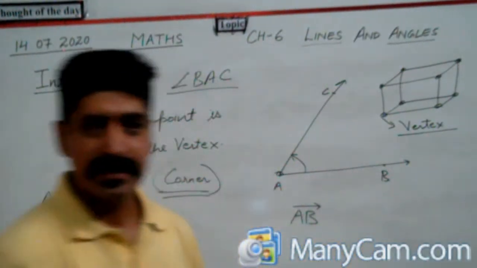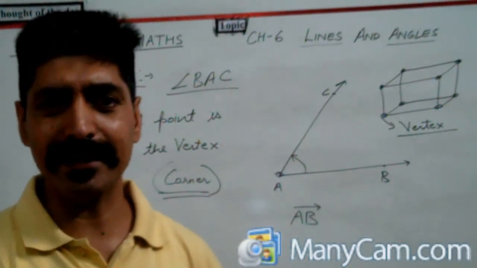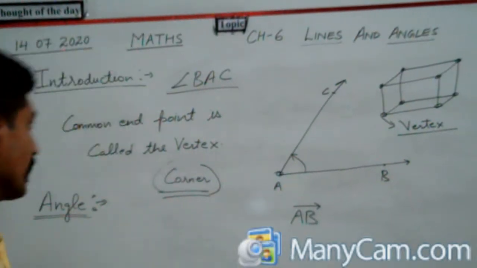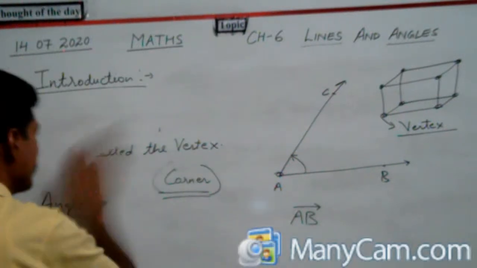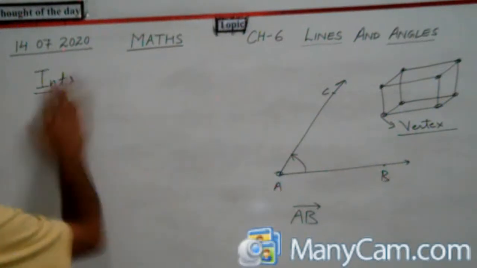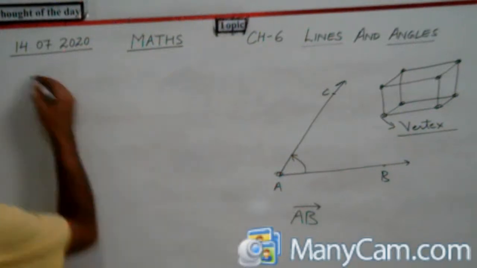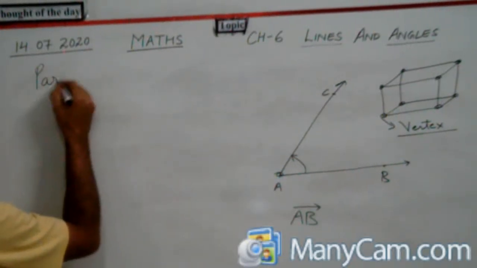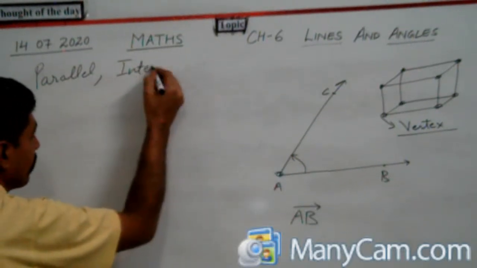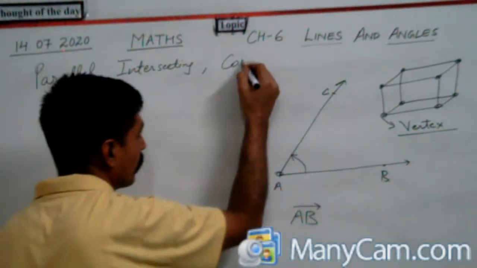right? So we will discuss in detail the properties of lines and angles, and various types of lines. We will discuss intersecting lines, parallel lines, and coincident lines, right? We have already studied these. So we will discuss the parallel lines, intersecting lines, and the coincident lines.